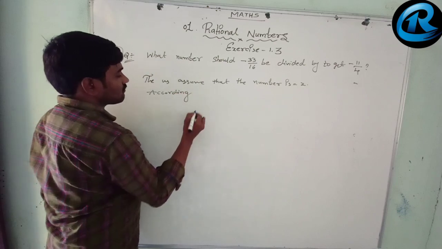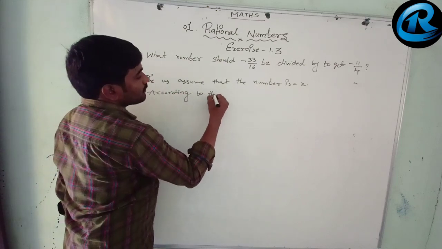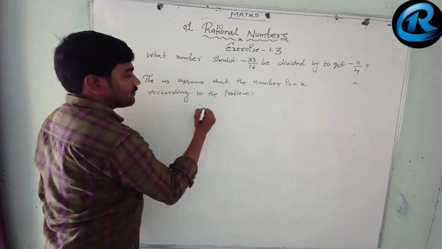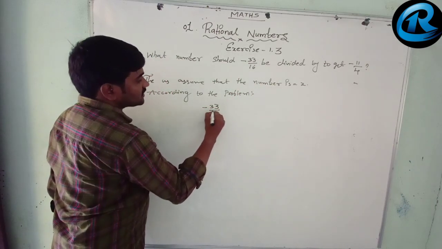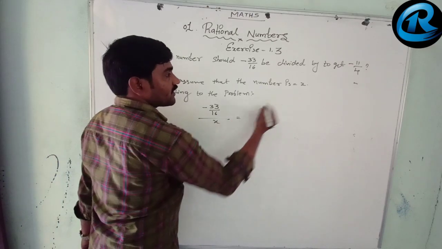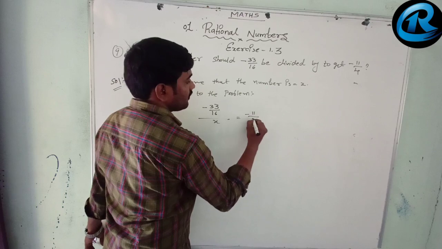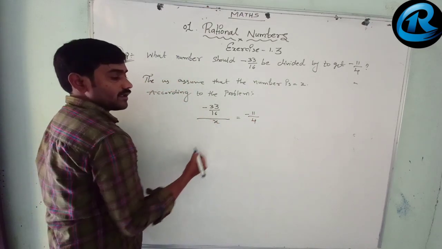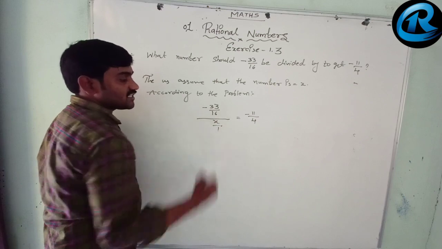According to the problem, what we get? This number, minus 33 by 16, will be divided by x, so that we get minus 11 by 4. We are dividing, so that's why I wrote this by x there. Now, x we write as x by 1.